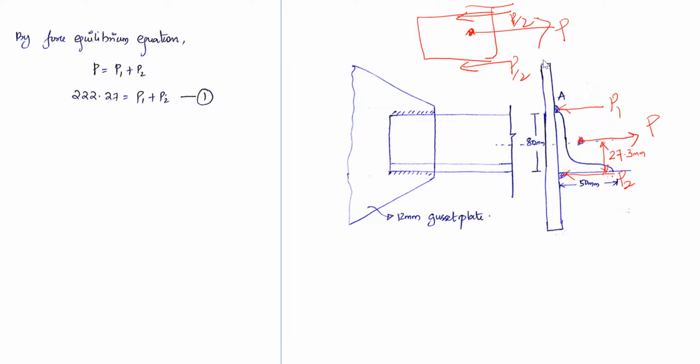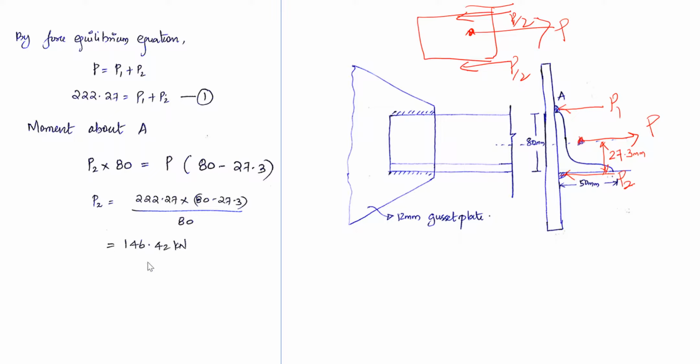I can write P2 into 80 minus P into 27, right? Moment about A, I can write P2 into 80. If I am considering moment about A, there is P2 into 80, the distance, is equal to P into this distance, right? This distance is what? 80 minus 27.3. So you'll get this value of P2 as 146.42. Substituting back over here, you'll get the value for P1 as 75.81.